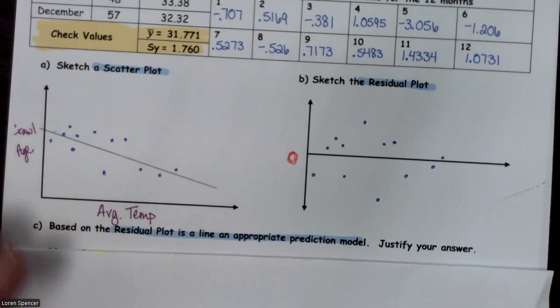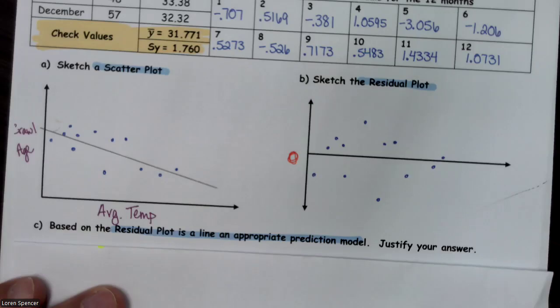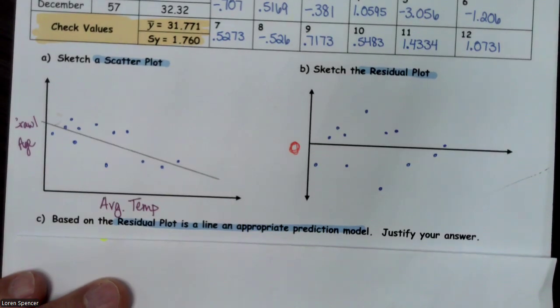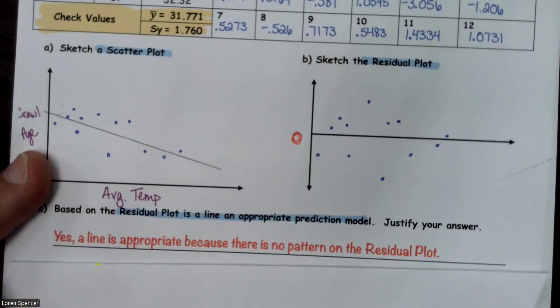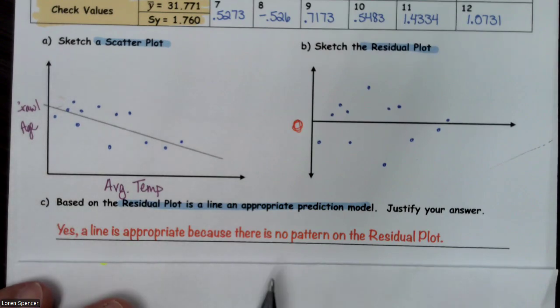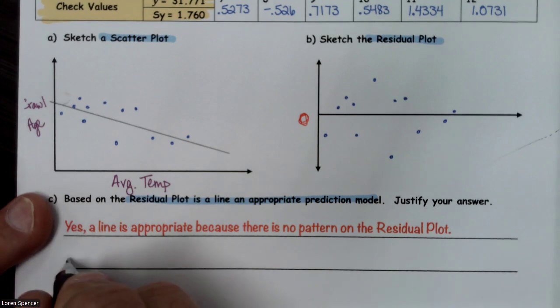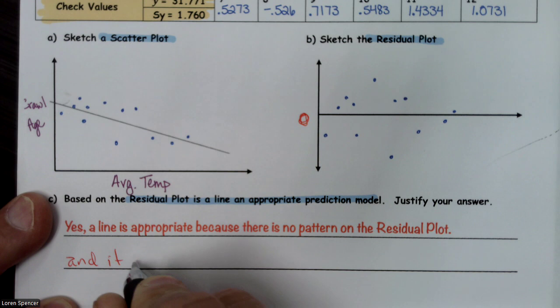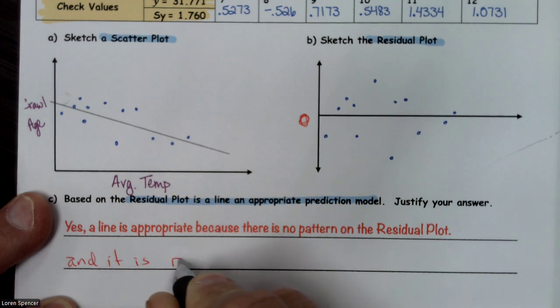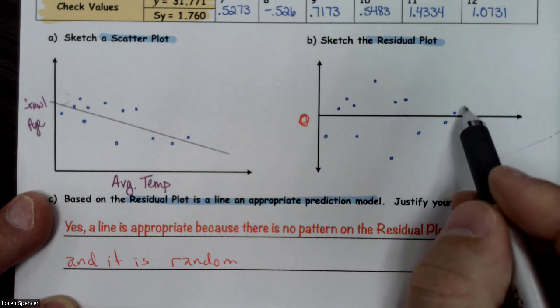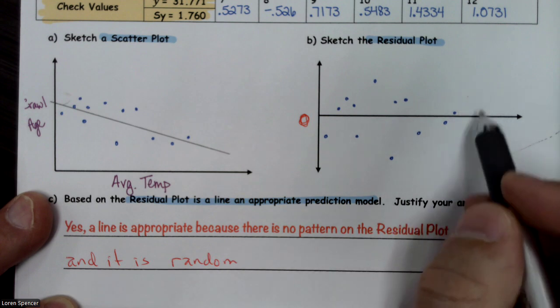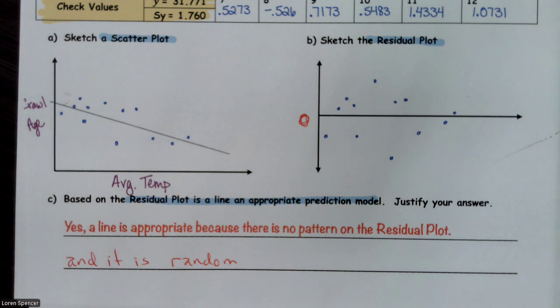So our question is, based on the residual plot, is a line an appropriate prediction model? And the answer is yes. A line is appropriate because there is no pattern to the residual plot. And I'm going to add, it is random. We want it to be random. I have no idea if the next point is going to be above the line or below the line. All right, because it's completely random. That's what we're looking for.